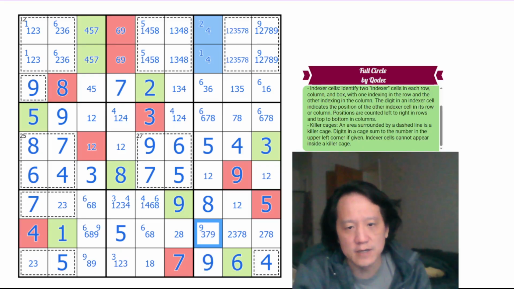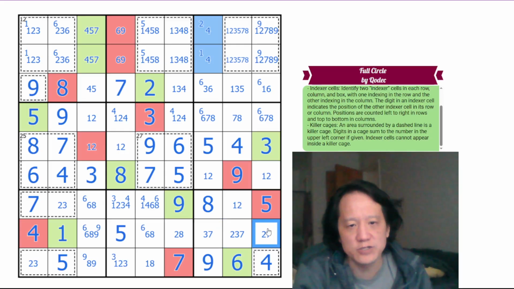That eliminates 8 and 9 in the rest of the box. So this is a 2, 3, 7 triplet, which eliminates 2, 3, 7 in the rest of the row and the rest of the box. This can't be 2, so that's 1. This can't be 2, so it's 8. That eliminates 8 from being here.